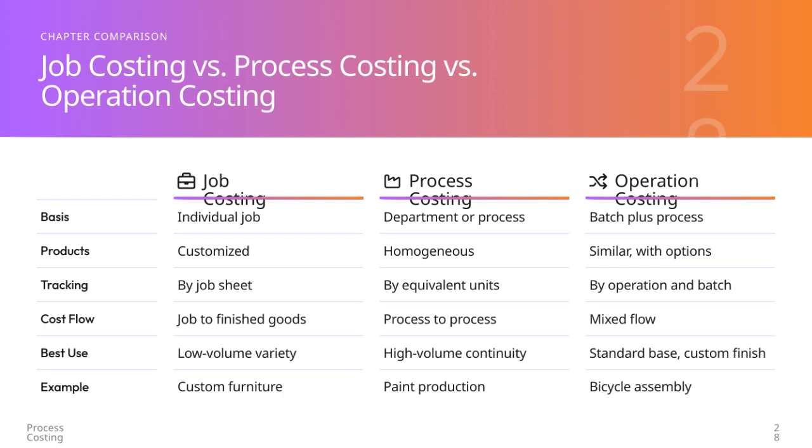Operation costing is a hybrid approach, combining batch processing with process costing. It's useful when products share similar processes but have customization options, like bicycle assembly. Costs are tracked by operation and batch, reflecting both standard bases and custom finishes. Understanding the basis, tracking methods, cost flow, and best use cases for each helps in selecting the right costing method depending on the production type and product nature. This comparison clarifies how these costing systems differ yet complement different manufacturing environments.